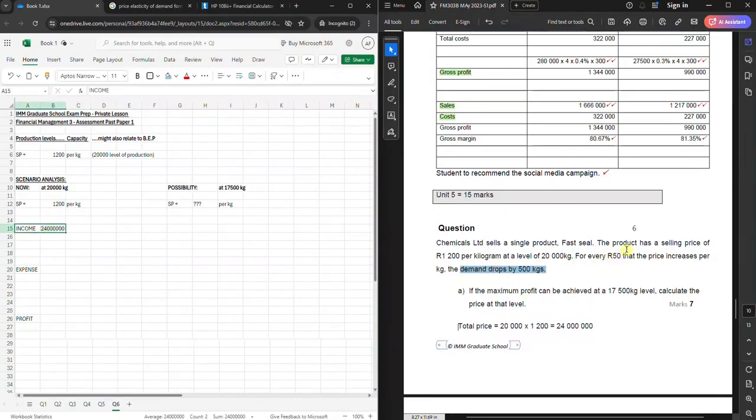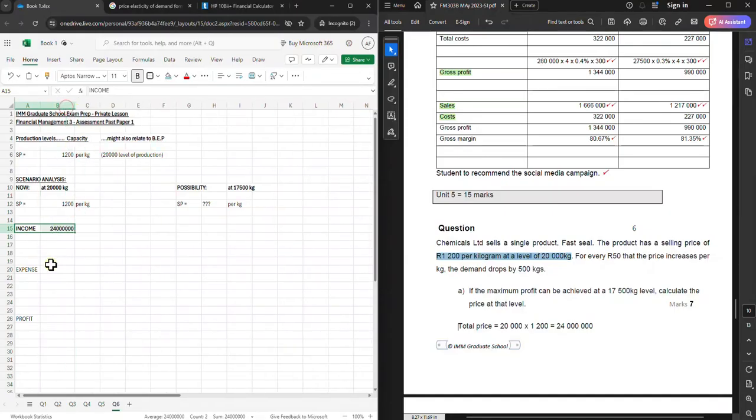What is the cost here? That was the selling price? Did they give you a cost? No cost. There's no cost. That's strange. Let's see. Maximum profit can be achieved at a 17,500 level, calculate the price. Okay, so they want the price based on this amount. But there's no costs here. Okay, that's interesting. All right, so this is the current income.